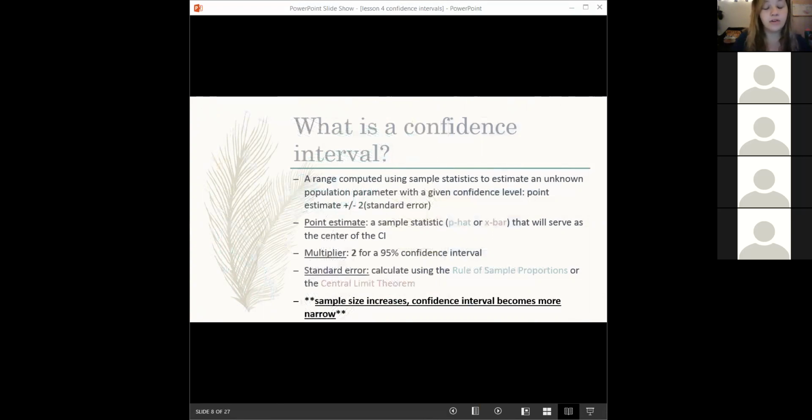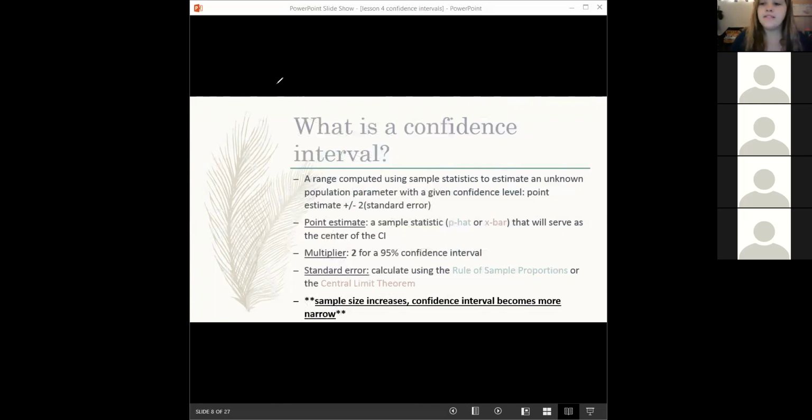So it's a range computed using our sample statistics, the ones we got from our population, to estimate an unknown population parameter with a given confidence level. And that's the point estimate plus or minus 2 times the standard error. That's our basic confidence interval equation, okay?